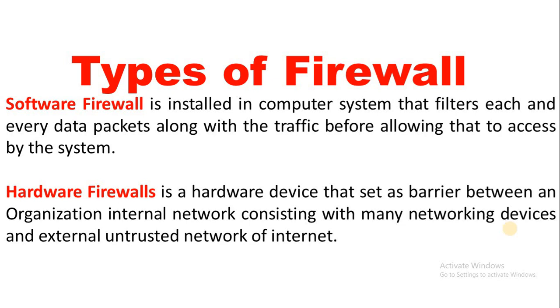There are two types of firewall: software firewall and hardware firewall. Software firewall is installed in computer system that filters each and every data packet along with the traffic before allowing that to be accessed by the system. Hardware firewall is a hardware device that is set as a barrier between an organization's internal network consisting of many networking devices and the external untrusted network of the internet.